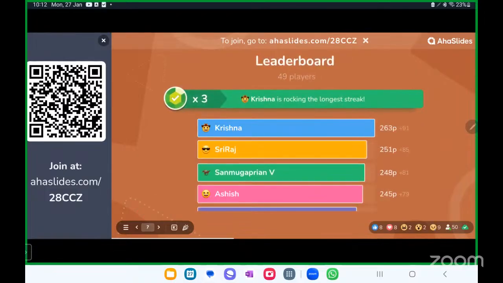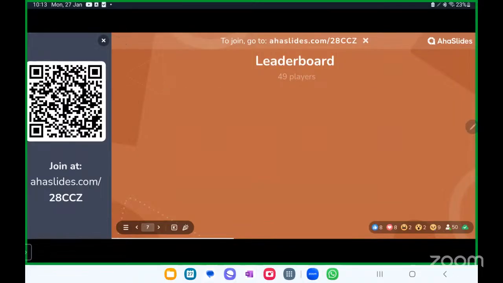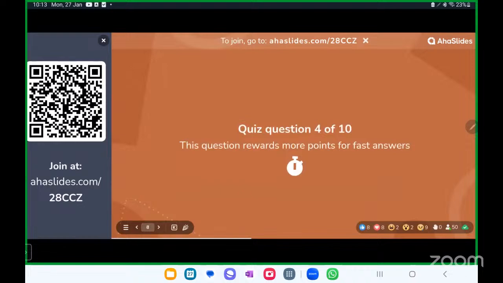Leaderboard remains pretty much almost the same, I guess. I don't need to read it out. Okay, moving on to the fourth one.